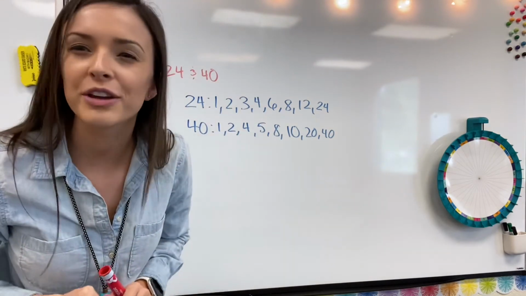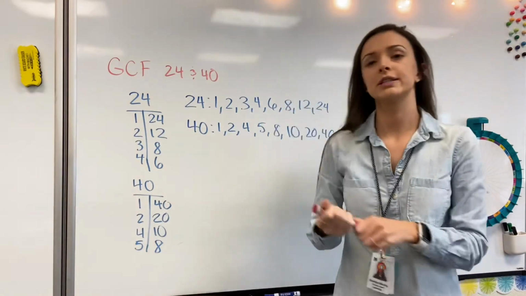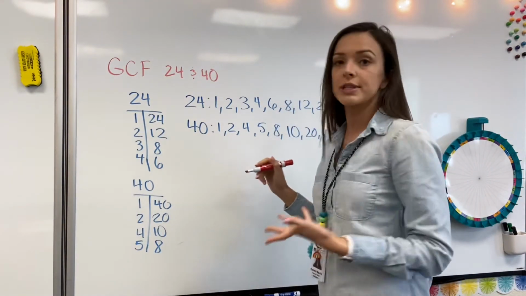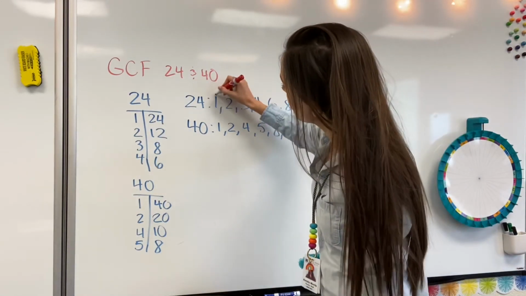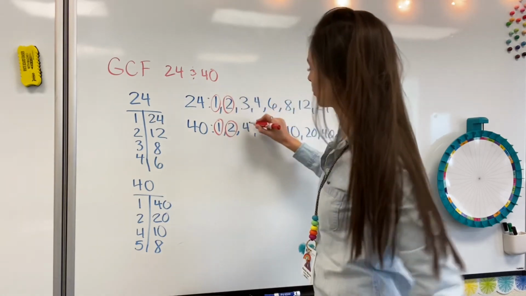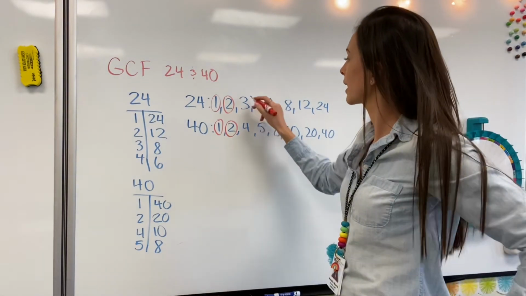Here comes my favorite part. Ugh, don't mind my crazy hair today. So we're going to go through and circle which ones they have in common, which factors they have in common. So they both have 1, they both have 2, 3. No, 3 is not a factor of 40, so that can't be in common.